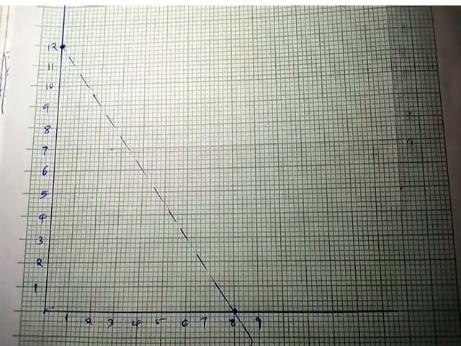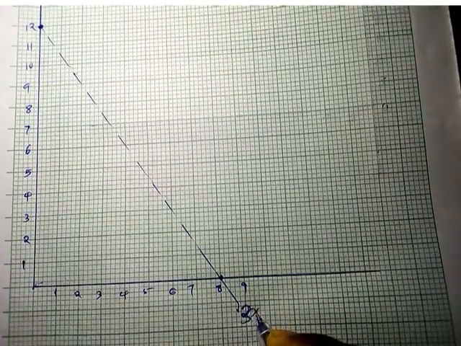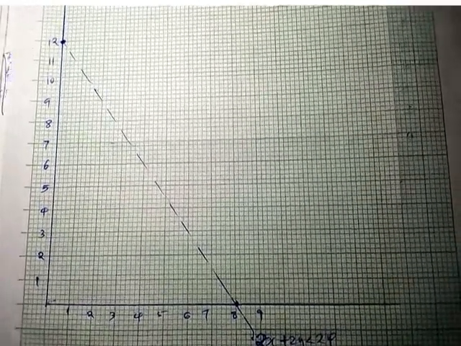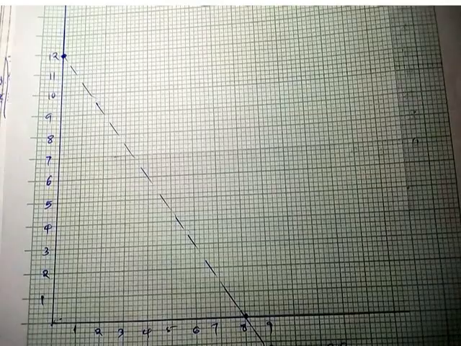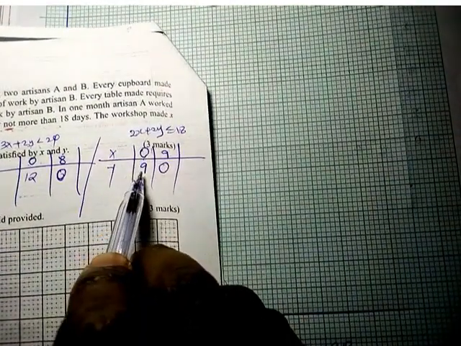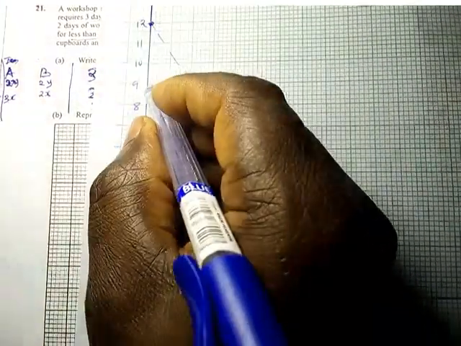So this is the inequality: 3x plus 2y is less than 24. It's important you write it that way. The next graph is x is 0, y is 9. So x is 0, y is 9 here.